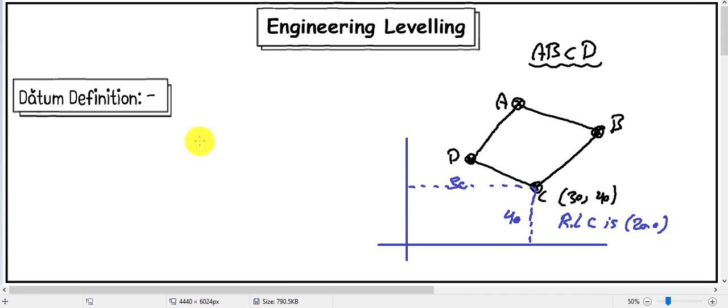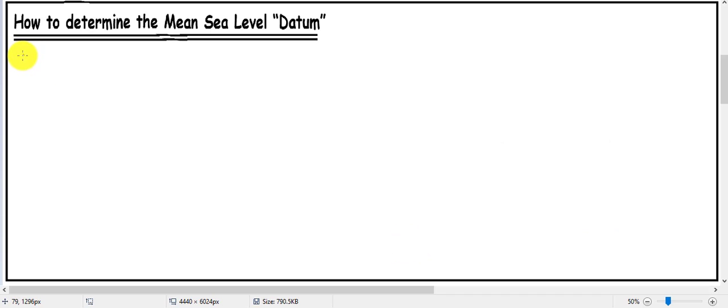The comparison surface, we call it datum. Therefore, every country must have a comparison surface, which we call datum. So the datum definition is a comparison surface, just as it has a point of origin for 2D coordinates. The Egyptian datum is the mean sea level inside Alexandria harbor without tide or waves.